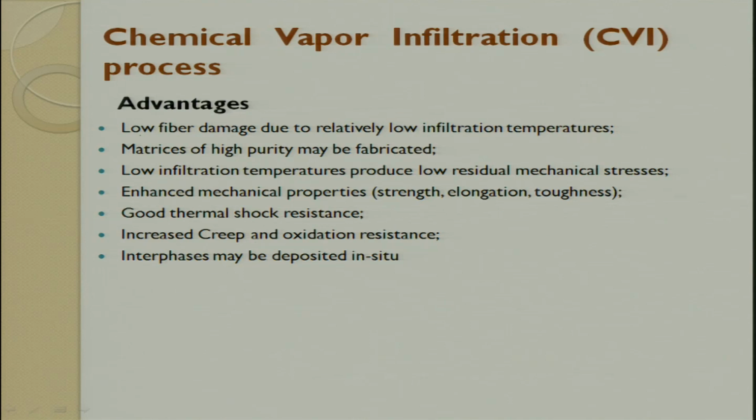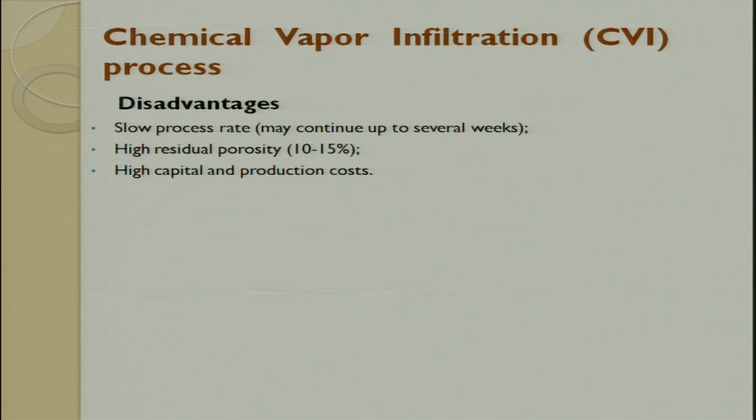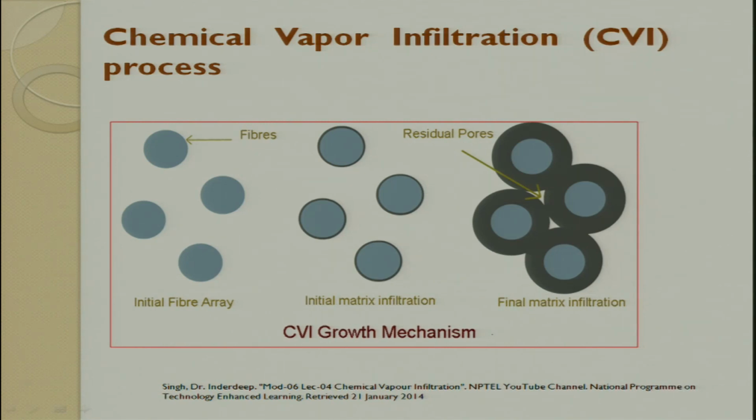So, what are the major advantages? Low fiber damage happens here, the highest purification can be done, low infiltration temperatures are required, enhanced mechanical properties can be achieved, good shock resistance, increased creep and oxidation resistance, and an interface can be deposited in situ if we want to enhance it. What are the disadvantages of this process? It is a slow process, it can take even several weeks. Porosity is always part of the product. So, this porosity will compromise the mechanical properties. It is capital intensive.